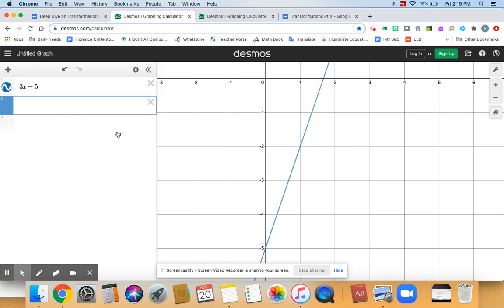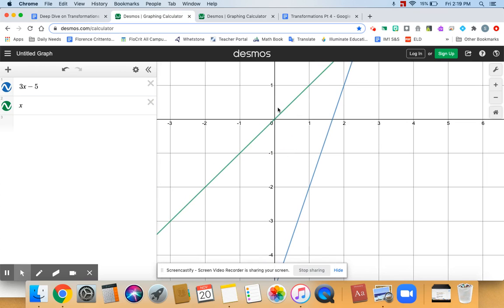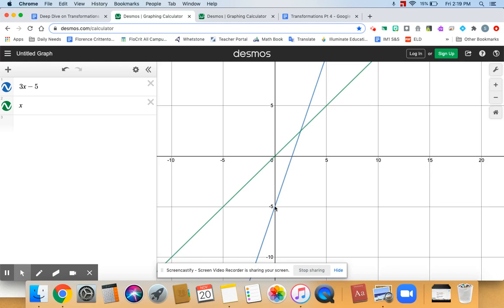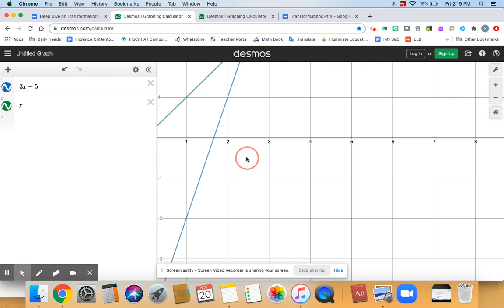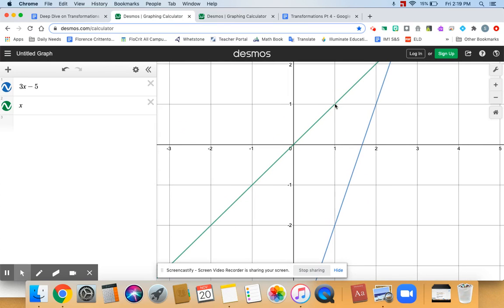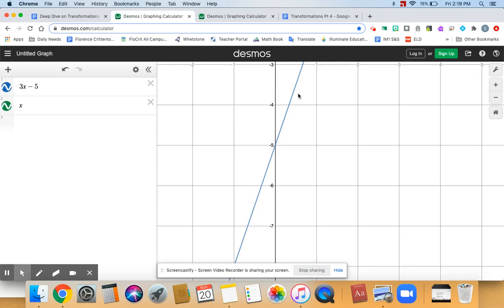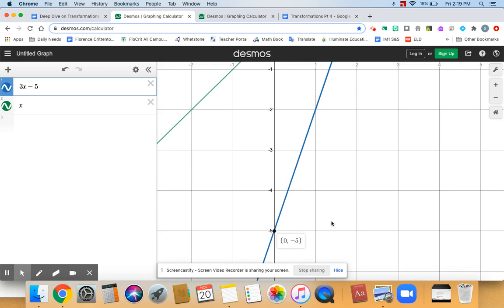Well, it's almost the same thing as if you use transformations, because this is the original. And your transformations are telling you to shift down 5. So you shift 0, 0, down 5, down here at -5. Then this one originally goes right 1, up 1. But instead, from -5, now I'm going to go right 1 and up 3 and put my new dot. So by using my translating down and my vertical stretch of 3, I end up with the same graph.